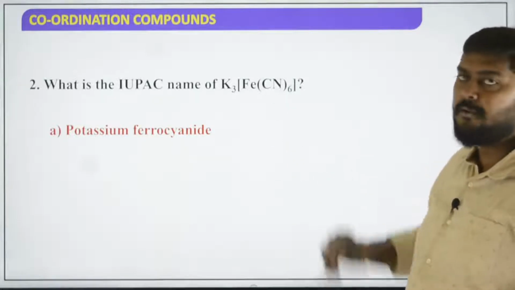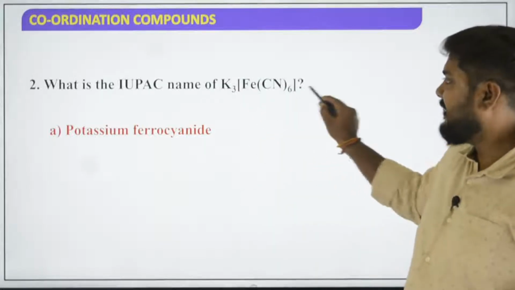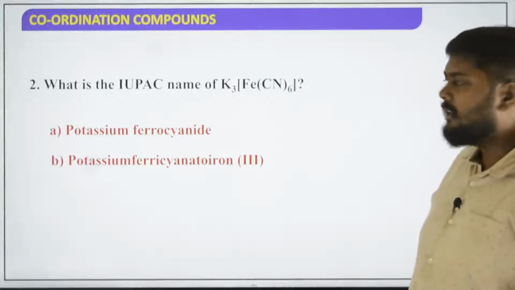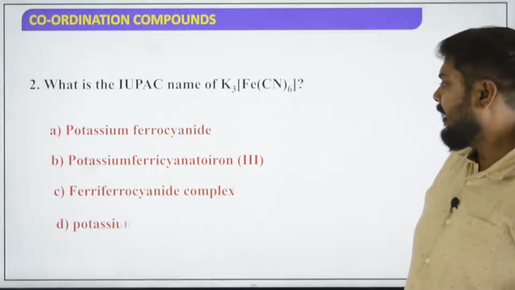And what is the IUPAC name of the complex K3[Fe(CN)6]? In this, first we have to predict the oxidation state: 3 plus x minus 6 equals 0, and the oxidation state will be 3, right? So we can cut out options.